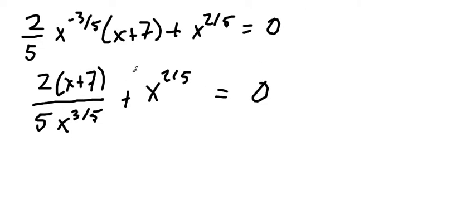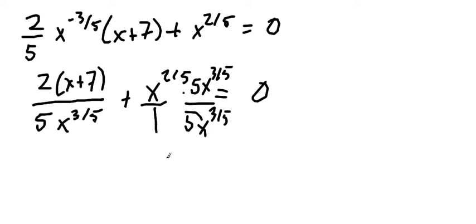Now, I would like to add these two guys together. One way of attacking it anyways is to add these two expressions together, and to do that, I need to get a common denominator. Well, the only denominator in sight is 5 over x to the 3/5. So multiply top and bottom of x to the 2/5 by 5x to the 3/5. If you ask where is the bottom of x to the 2/5, it's implicitly over 1.